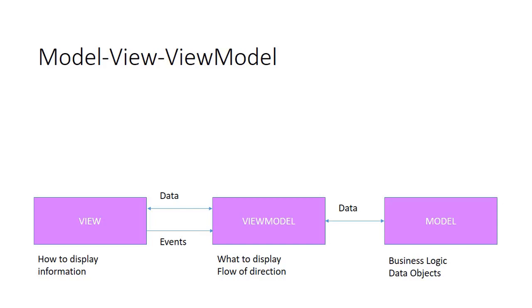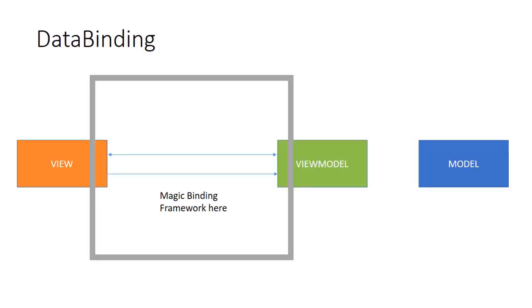Now let's suppose I have some code in the view model and I want to show this in my view. So how do we pass the data from the view model to the view? And here comes the magical framework of data binding. Data binding is like a glue that magically binds your view to the view model. And in Xamarin Forms, we have very good support of data binding. Alright, let's dive deeper into MVVM.